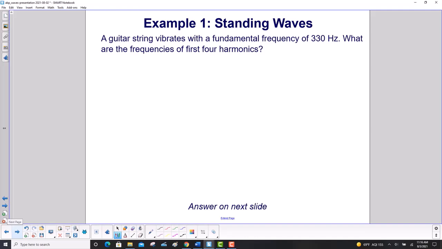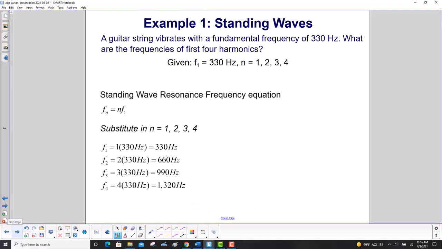vibrates with a fundamental frequency of 330 Hz. What are the frequencies of the first four harmonics? We use our standing wave resonance frequency equation. F sub n is n times F1.